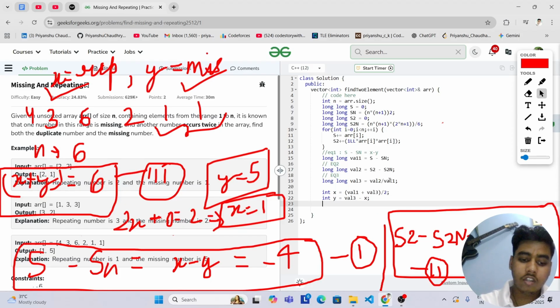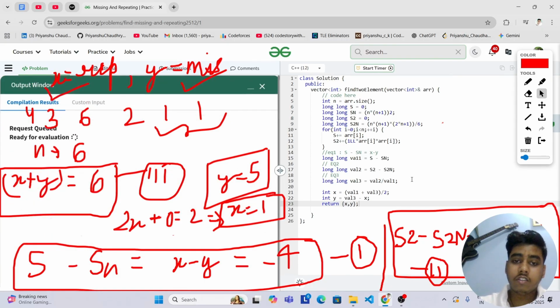Alright, now we will simply return x and y, because x was our repeating element and y was our missing element. So let's compile it and see if we are able to pass the sample test cases. Yes, we are able to pass it, and now let's submit it and check if we are able to pass all the test cases.